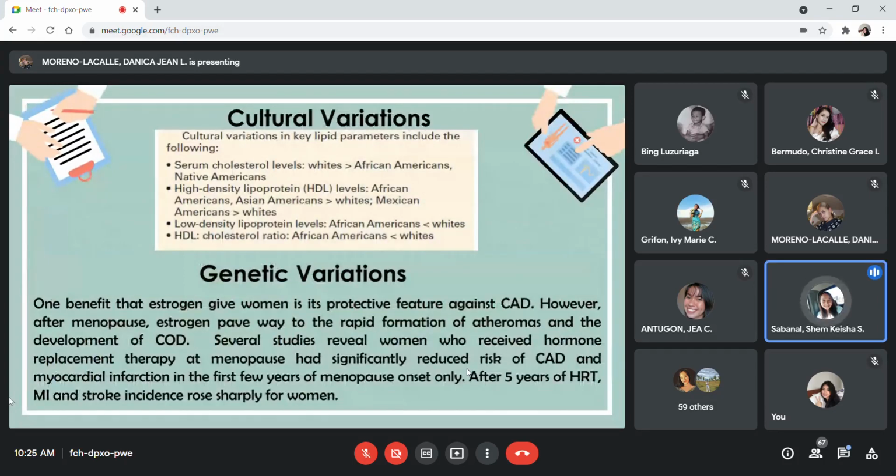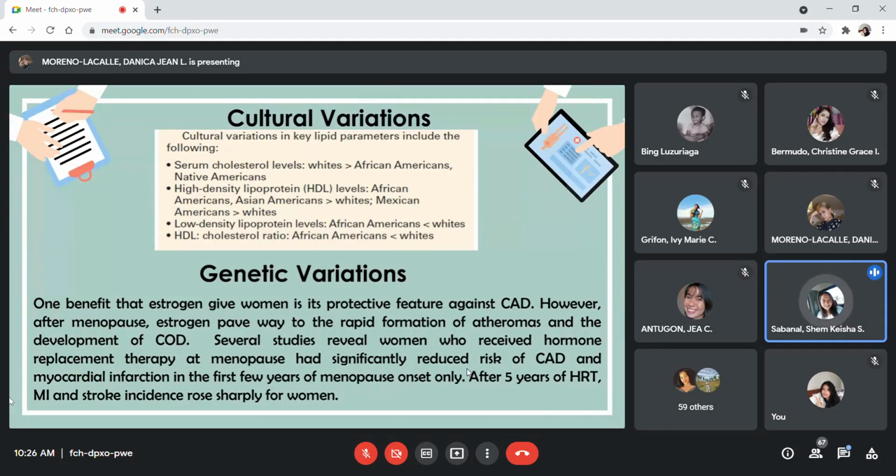Okay, so we have here cultural variations. Cultural variations in key lipid parameters include the following. For our cholesterol levels, whites have higher cholesterol levels than African Americans and Native Americans. For high density lipoprotein levels, African Americans and Asian Americans have higher levels than whites, as well as Mexican Americans. And for our low density lipoprotein levels, African Americans have lower levels of LDLs than white Americans. And lastly, for our HDL cholesterol ratio, African Americans have lower levels than whites.